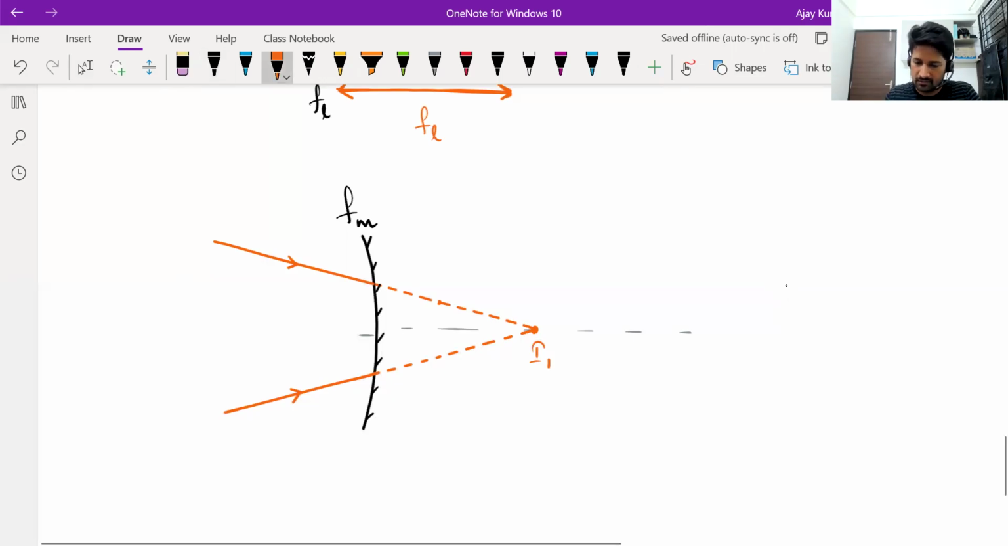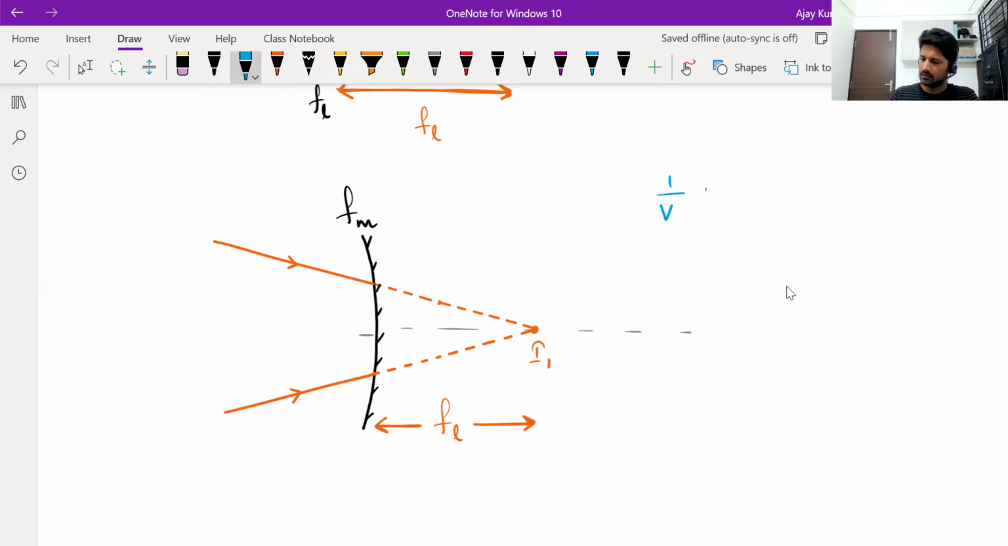Where is the object? Where is the object for this mirror? It is at a distance FL because the lens was forming that image at its focus. Okay. Let's apply the mirror formula now. 1 by V plus 1 by U is equal to 1 by F for the mirror.